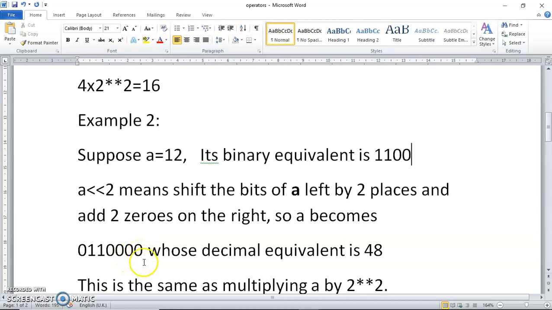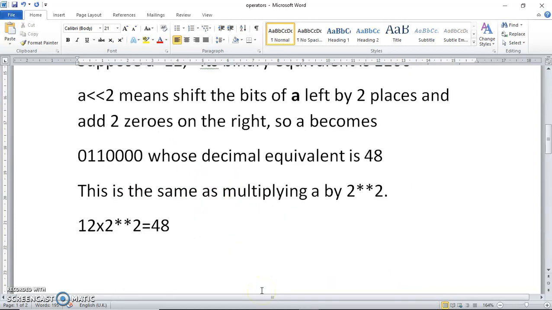You see here this 0 is 2 raised to power 0, this 0 is 2 raised to power 1, this 0 is 2 raised to power 2, this is 2 raised to power 3, this 1 is 2 raised to power 4. So this is 2 raised to power 4 into 1, 16. This is 2 raised to power 5, that is 32. So 32 plus 16, the answer is 48. And this is same as multiplying the number by 2 raised to power 2. So 2 raised to power 2 is 4 and multiply 12 by 4, the answer is 48.